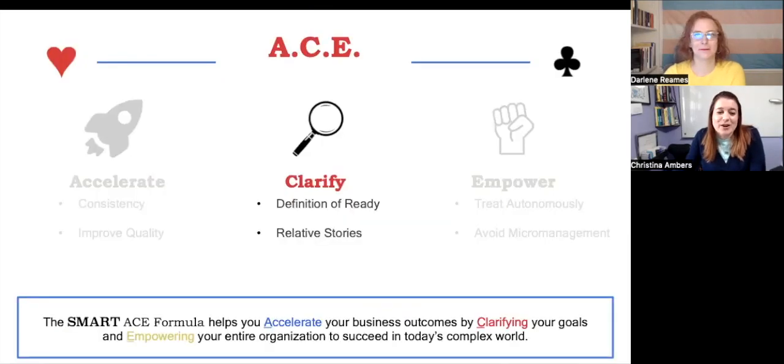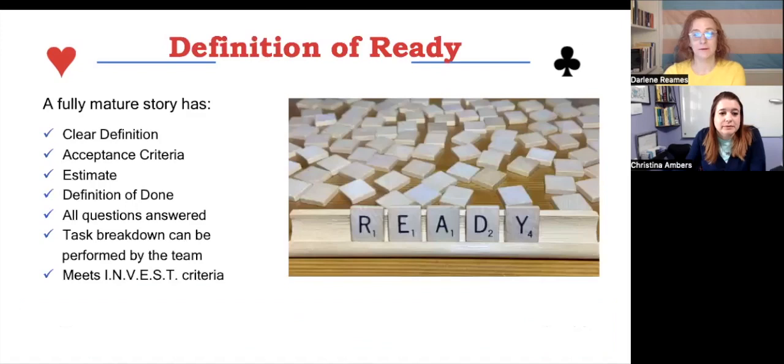Creating clarity will also help with velocity. Two good tips are having a definition of ready and identifying your relative size stories. A definition of ready clarifies things by making sure that the team doesn't start working on something that isn't ready to be worked on yet.